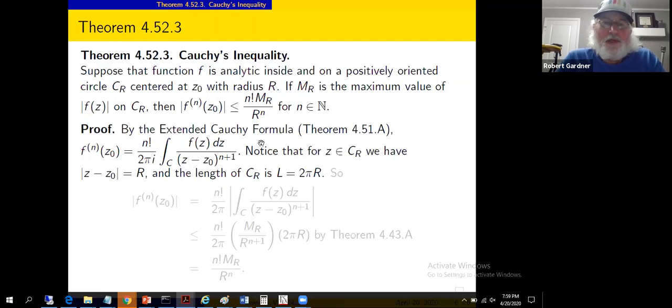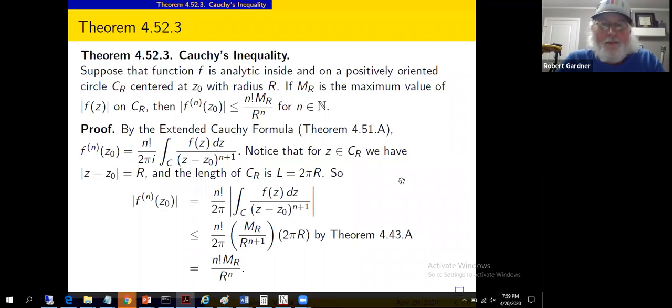By the extended Cauchy formula, the general Cauchy formula, we know that the nth derivative at, say, point z sub 0 can be expressed in terms of an integral of this form. All right, now if we can get good bounds on this integral, then we've got a good bound on the nth derivative of f evaluated at z sub 0. So we want a bound on the modulus of this integral.